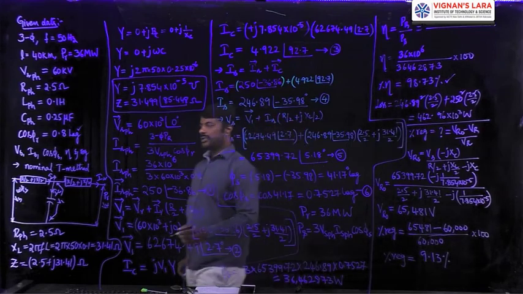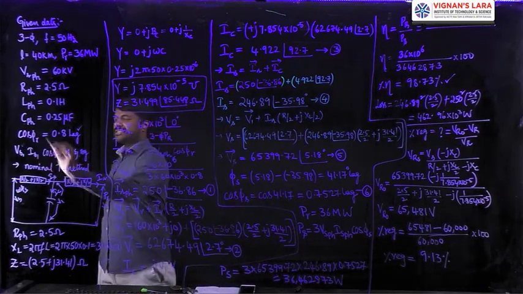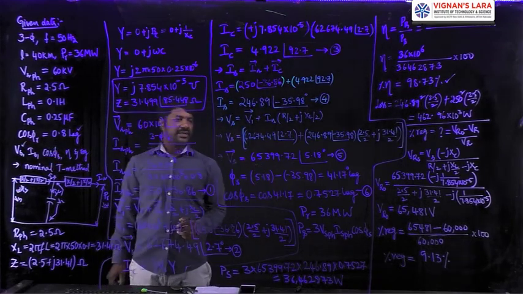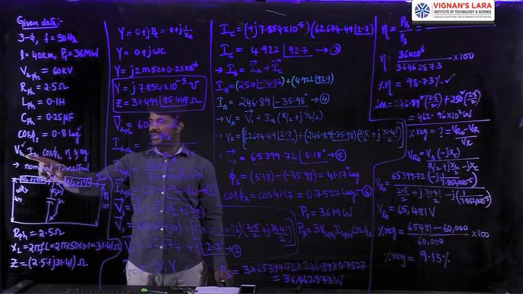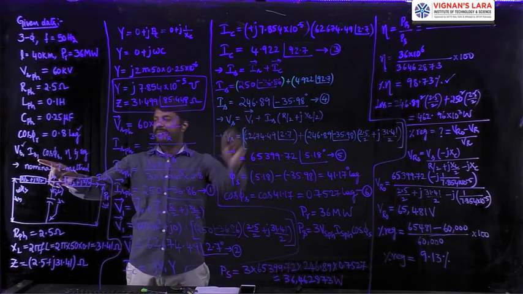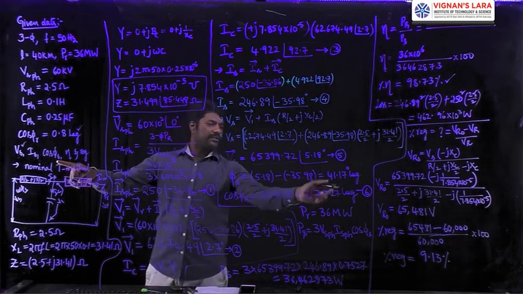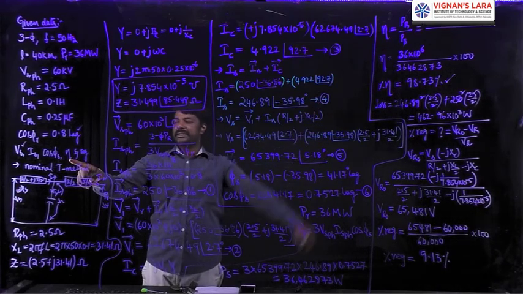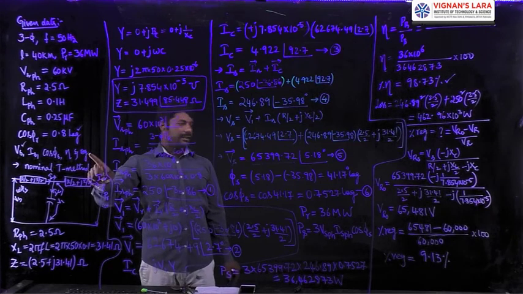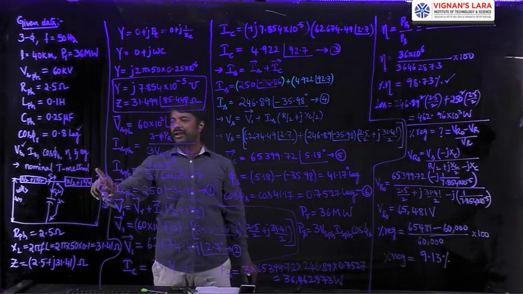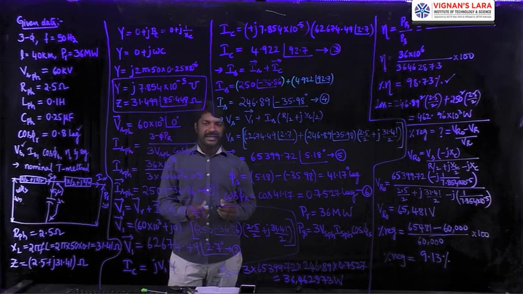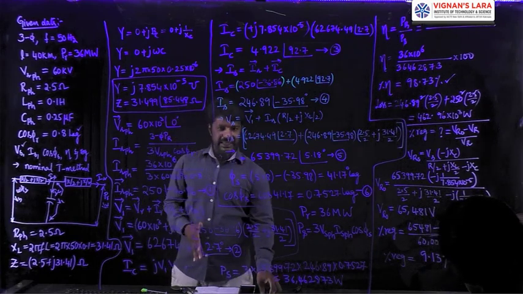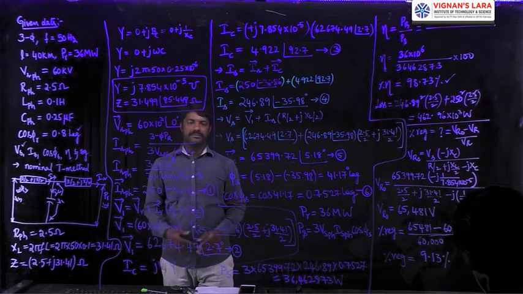If you check what they are asking in our problem: Vs, the per phase voltage we got, is 65,399 volts. Is is 246 amperes, cos phi s is 0.7527, efficiency 98.73%, regulation 9.13, and the nominal T method is used here to do the entire calculations. So I hope all of you understood this nominal T method, both theory as well as one model problem. Okay, thank you.